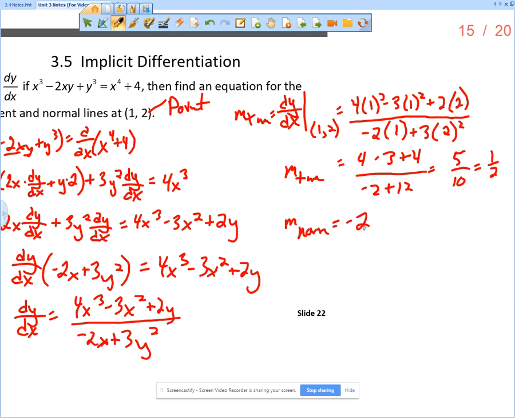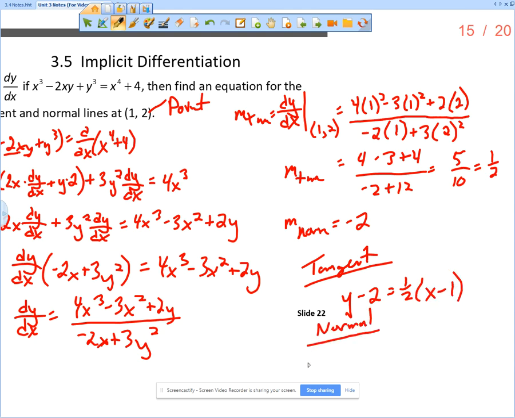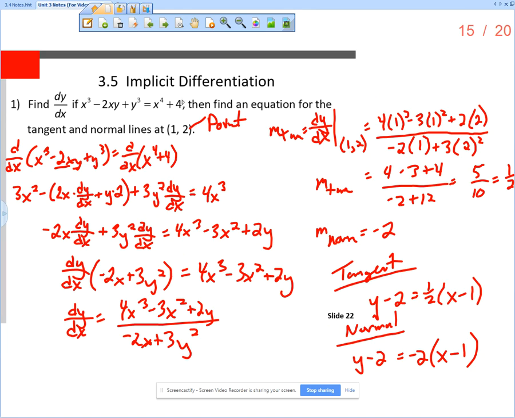Well, it'd be negative 2. And so the equation of the tangent line is going to be y minus 2 equals slope 1/2 times x minus 1. All right, and then the equation of the normal line would be y minus 2 equals negative 2 times x minus 1. So that is using implicit differentiation to find the derivative, and then, of course, what we know from before, point-slope form. So that is slide number 22.